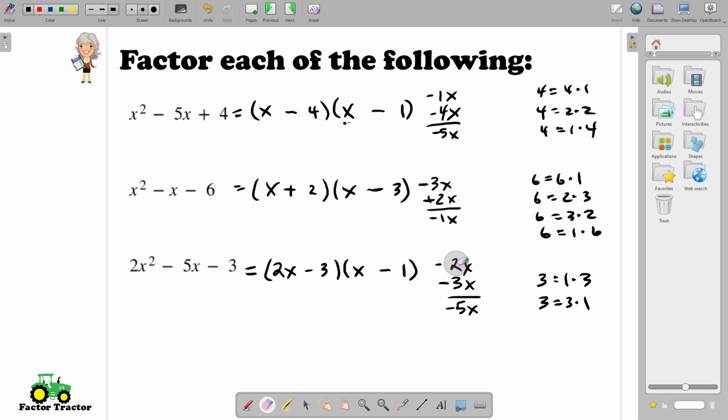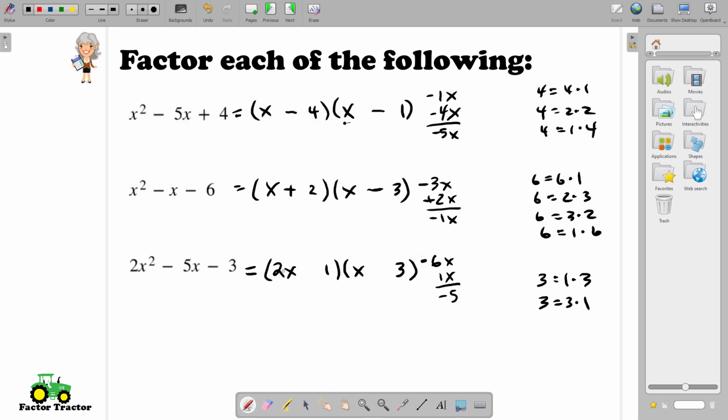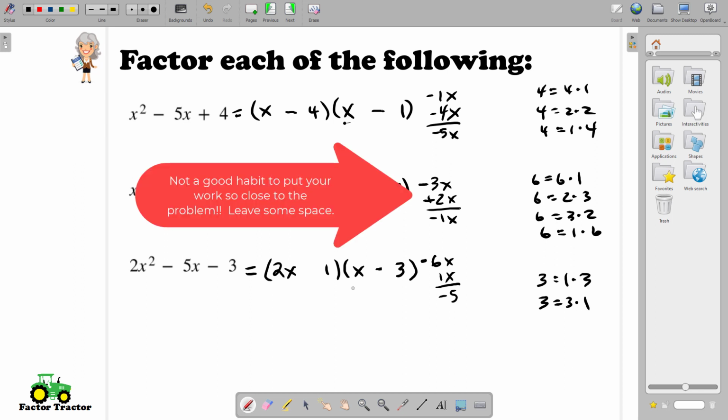So we need to go back and either try another set of factors, or we need to come in here and let's move those two, and let's put the 3 here and the 1 here. Then we get 6x and 1x, and we can get a negative 5x if we make the 6 negative, which would be here, and the 1x positive.